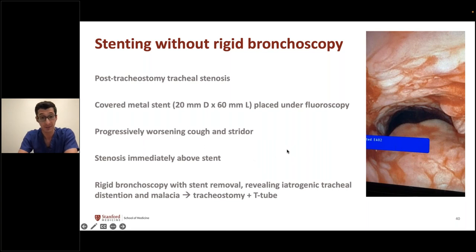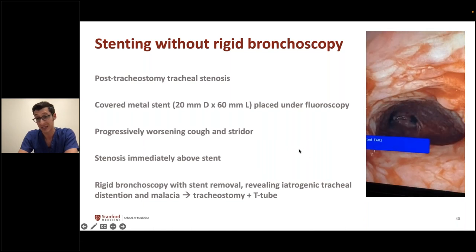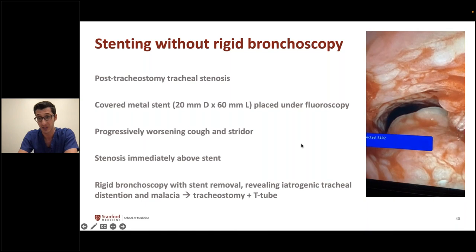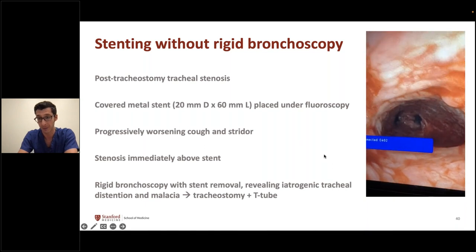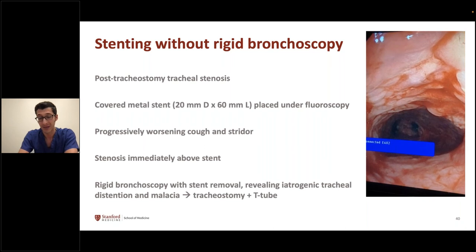So we did a rigid bronchoscopy to remove the stent. And after getting the stent out, we saw that the patient developed basically iatrogenic tracheomegaly. So this is a view from her upper mid trachea, and you can see this very massively dilated injured trachea that unfortunately didn't heal. And I foolhardily tried to put other silicone stents in this, but really there was nothing to fit that very large area.